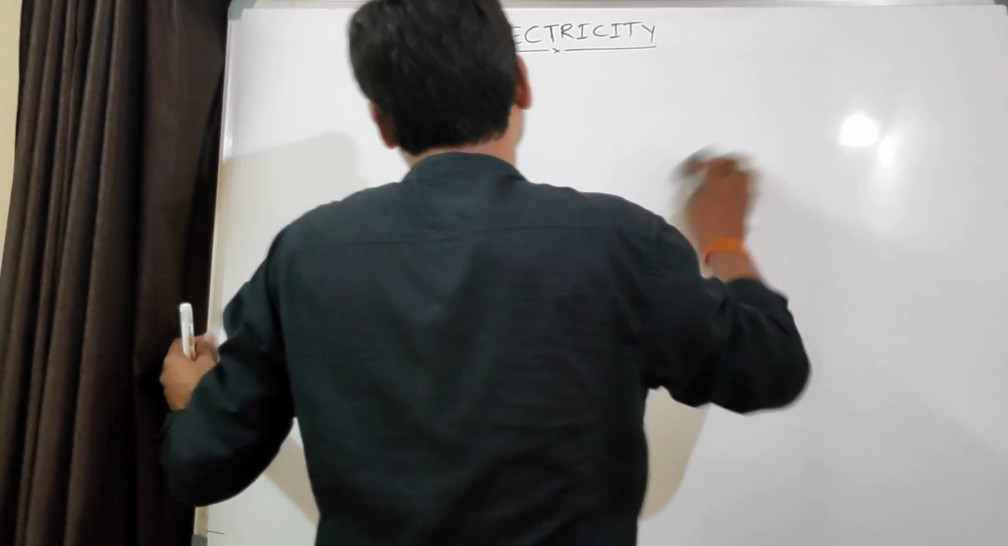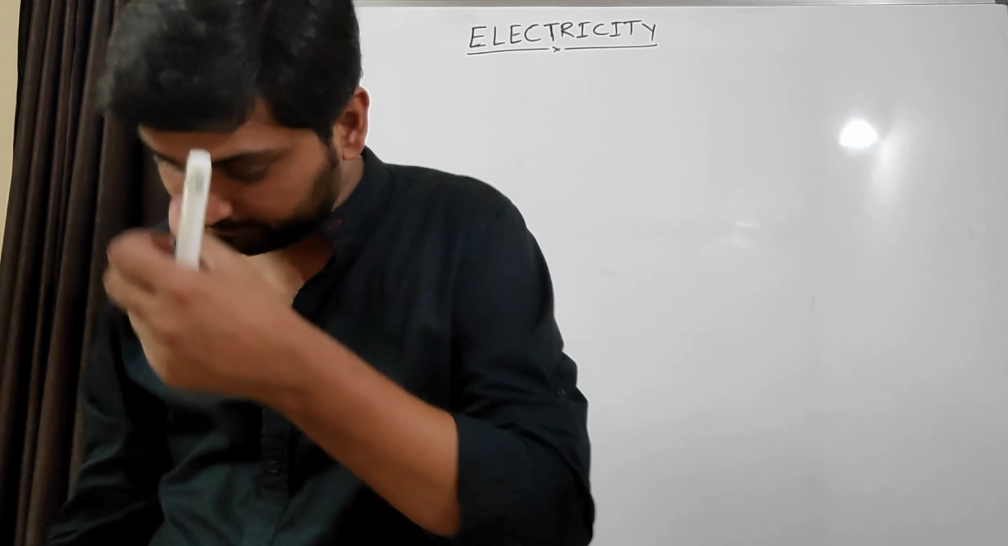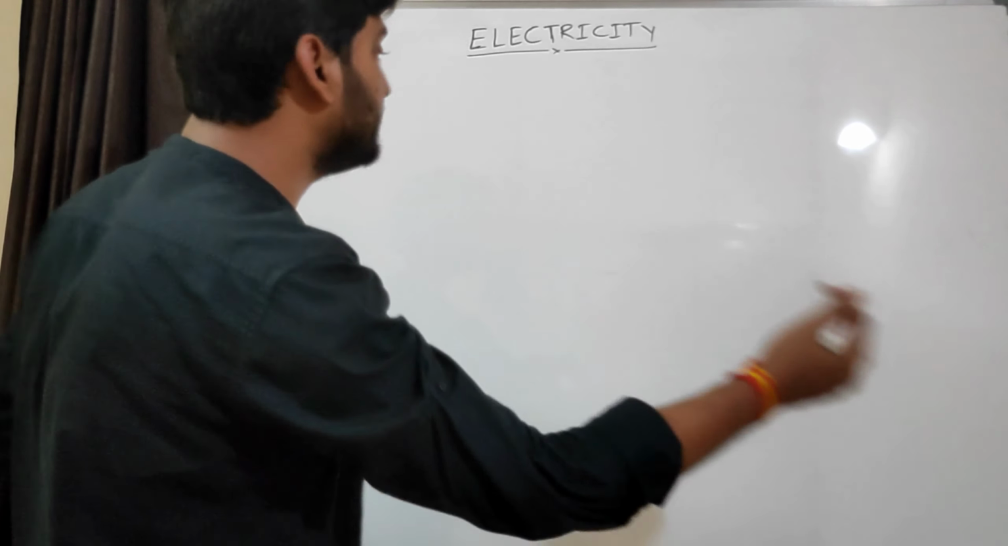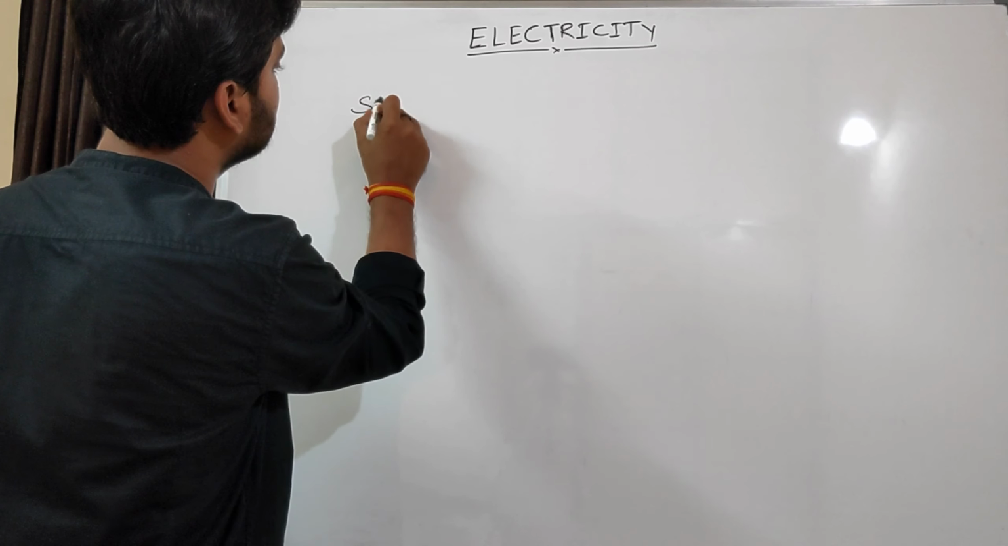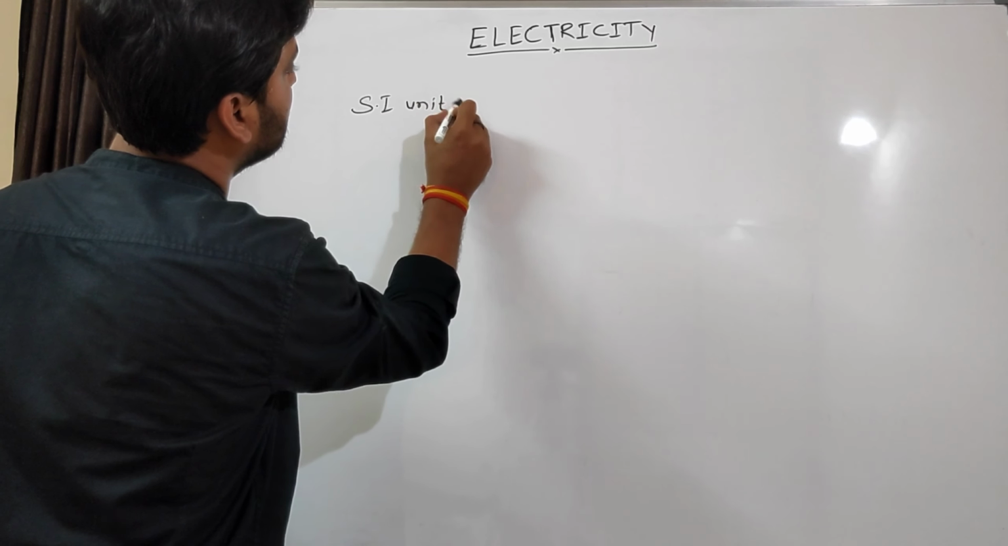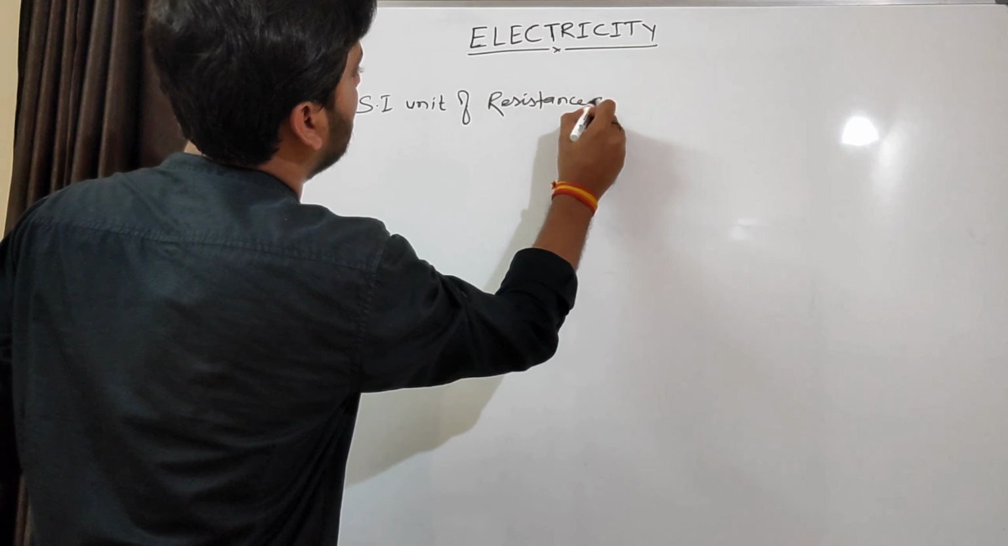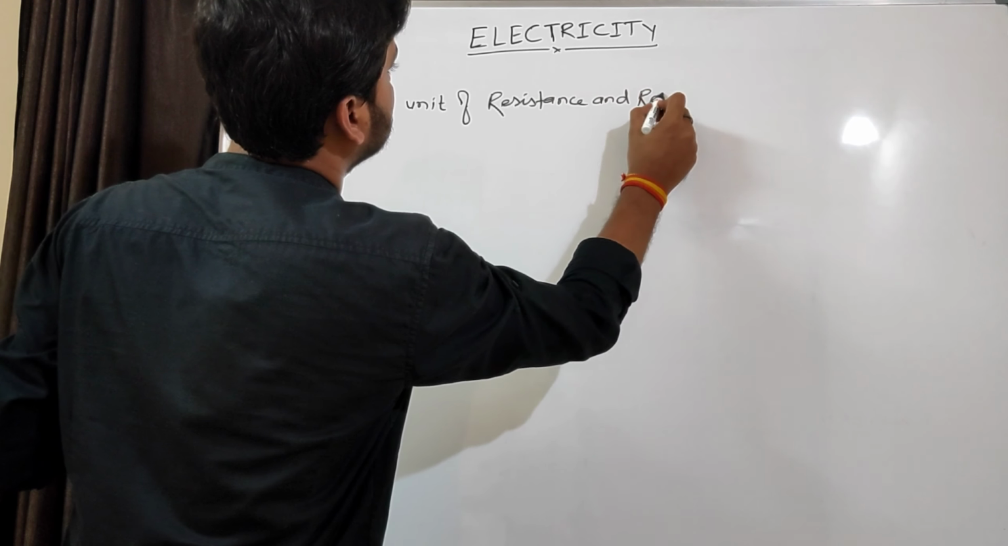Now one more important thing, that is unit. What is the unit of resistance and resistivity? So the SI unit of resistance and resistivity.